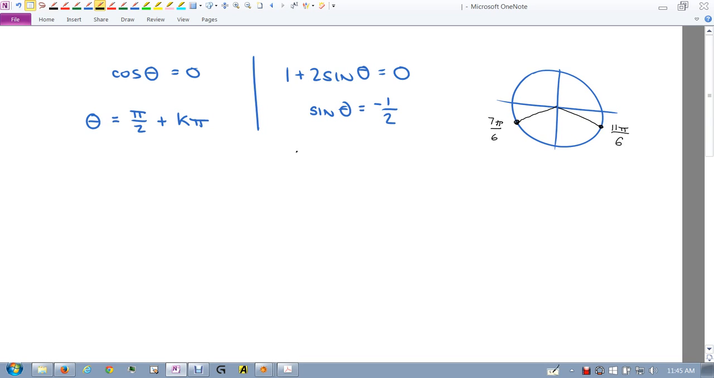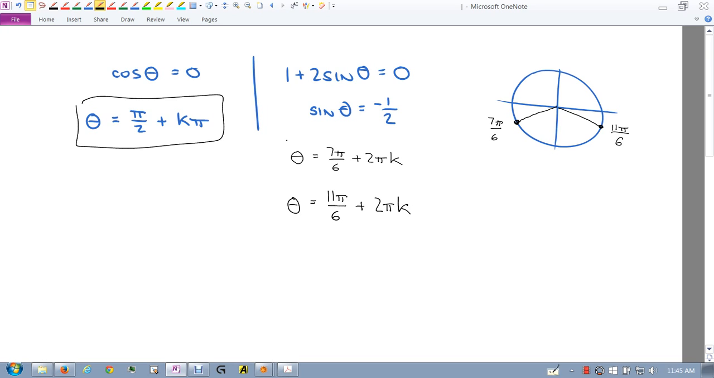So one of them would be theta is 7 pi over 6 plus 2 pi k. So that means you start here and then come all the way back around to it. You add a full rotation, full rotation, full rotation. Or you could have the 11 pi over 6 and add a full rotation, 2 pi k, to get back. So you have lots of answers. Questions?